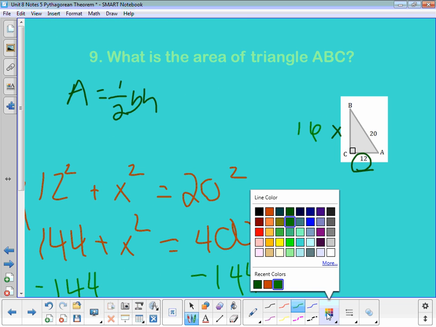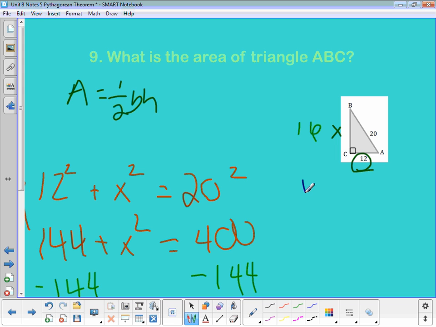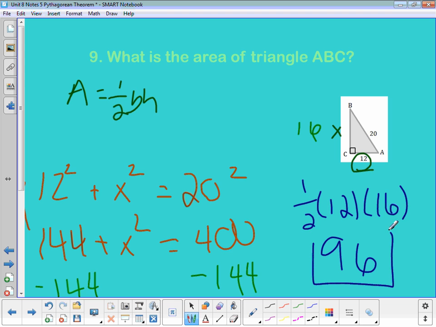So now I can calculate the area. I'm going to do 1/2 times 12 times 16. You could also use 1/2 as 0.5, and you're just going to plug that right into your calculator. When you do that, you get 96. So the area of that triangle is 96. I just did that by using the Pythagorean theorem and then the formula for the area of a triangle.